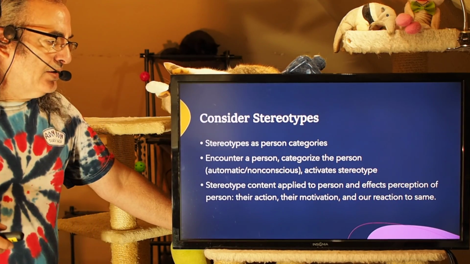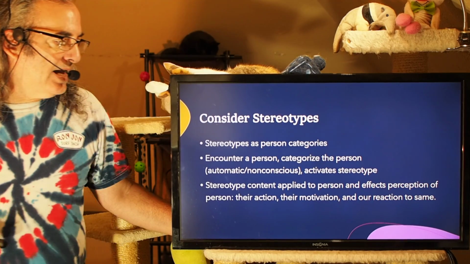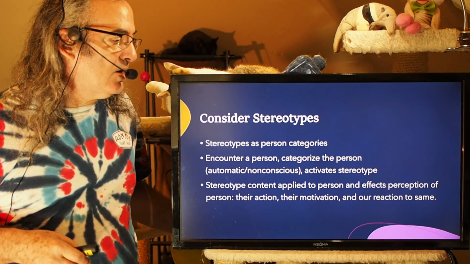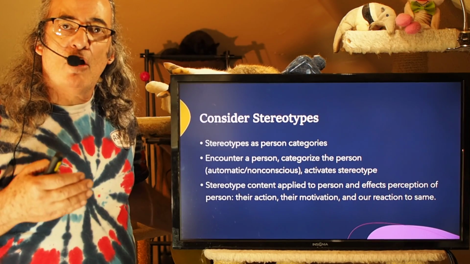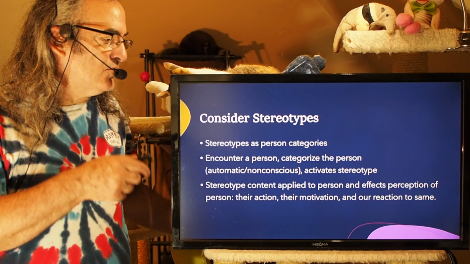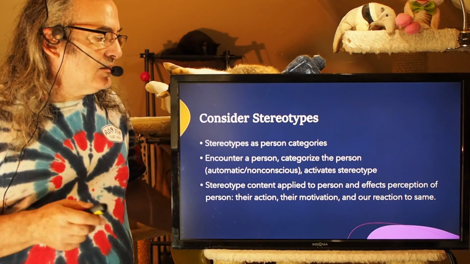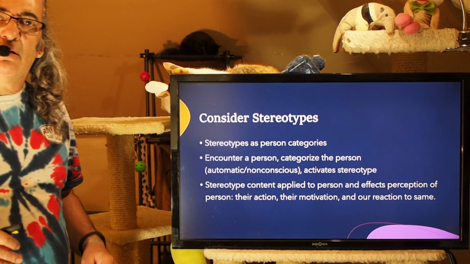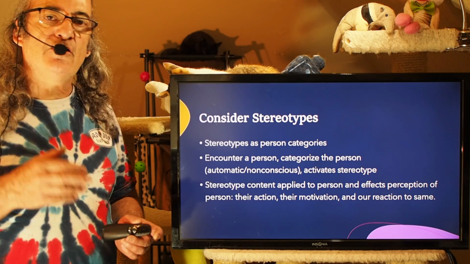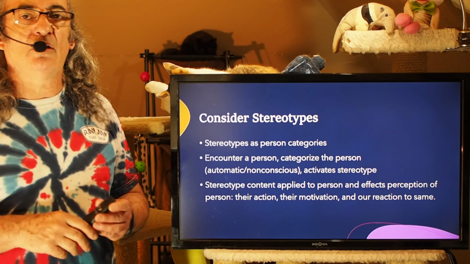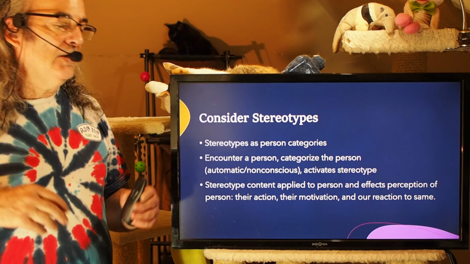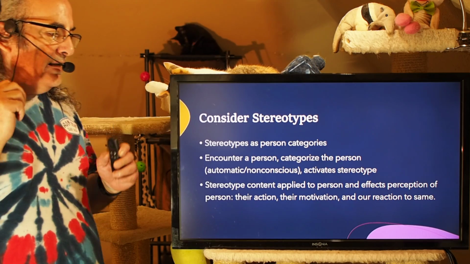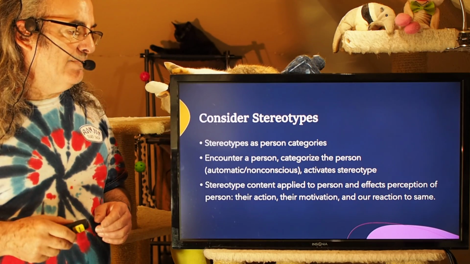So if we consider stereotypes then, as I said, stereotypes are person categories. We encounter the person, categorize the person, and this is largely done automatically and unconsciously. Hence, it saves cognitive resources. We, the cognitive misers, activate the stereotype. And then the stereotype content is applied to the person and affects our perception of the person and their action. If we're wondering about their motivation, it might send us down a path to: this is the most likely motivation based on the stereotype of the people in this category to whom I assign this individual. Right? And then it can affect our reaction to the same.